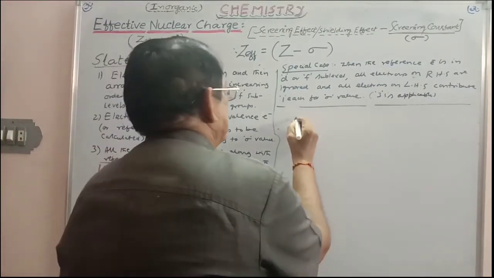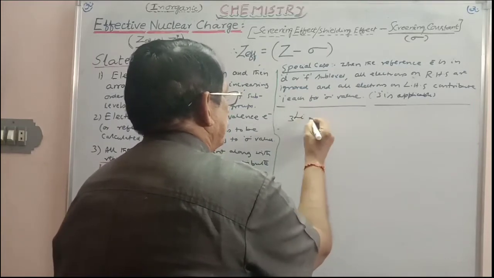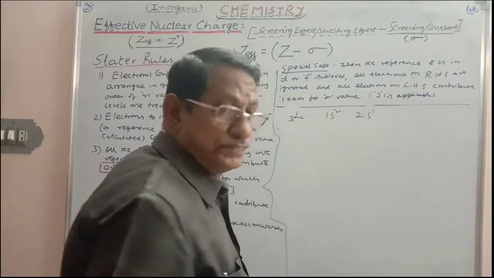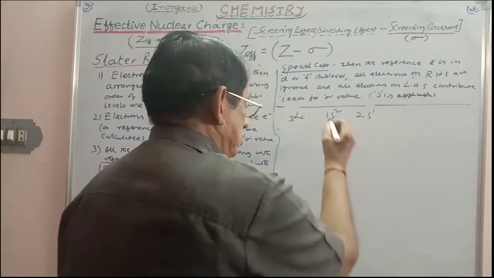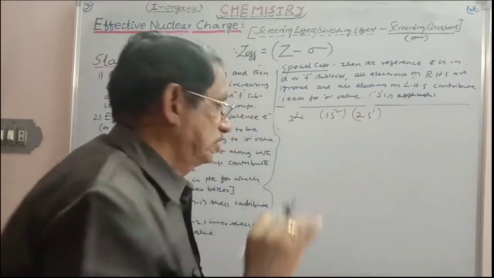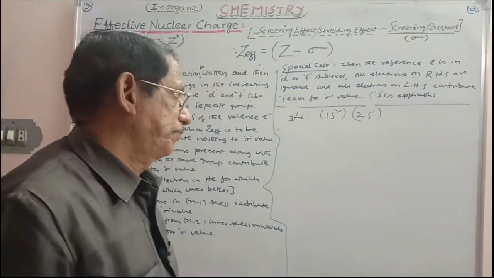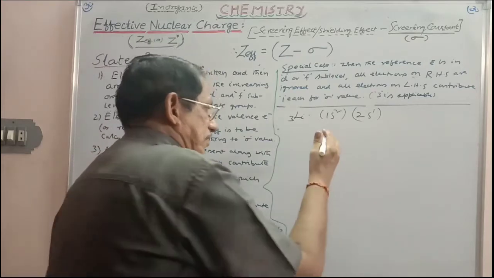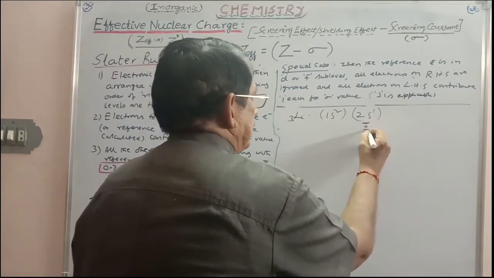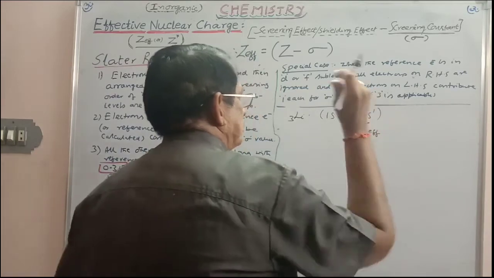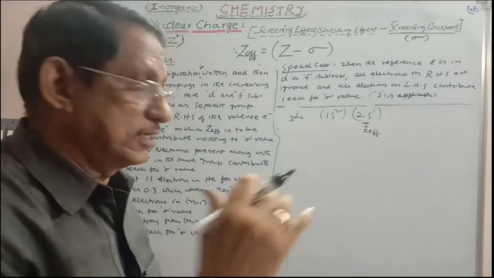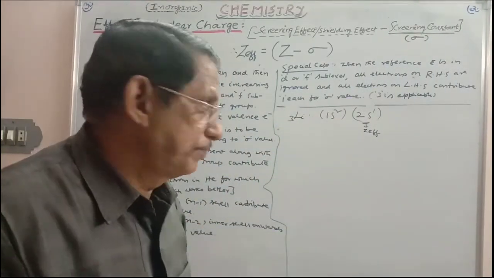I am considering lithium, atomic number 3, with electron configuration 1s2, 2s1. There are groupings: 1s2 is one group, the inner orbit, and 2s1 is another group, the outermost orbit. The orbit is changed, so the grouping is changed. You have to calculate Z effective here. This is the reference electron. Only one electron is present, so you need not take any other value because there is no other electron present there.